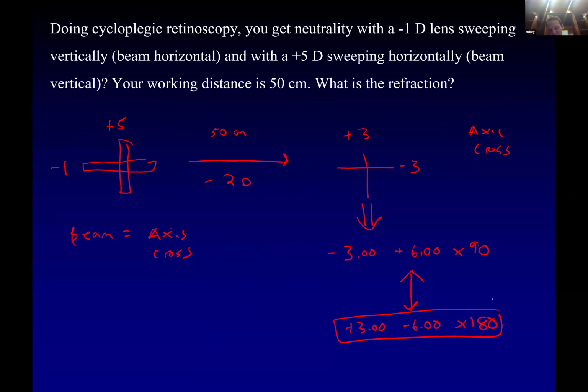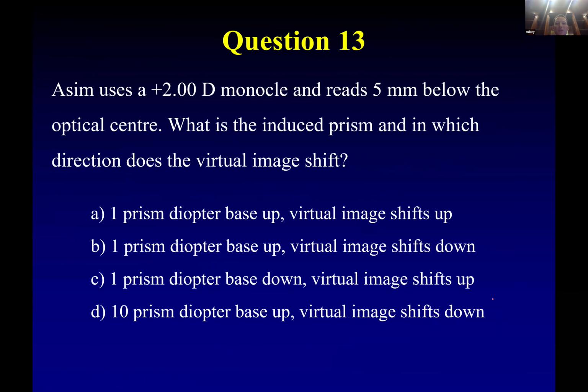Okay, let's switch concepts now to prisms. So Asim, question 13. Asim has a +2 diopter monocle and he reads 5 millimeters below the optical center. I want to know what is the induced prism and in which direction does the virtual image shift if you're looking through the prism? Again, I think about a minute.